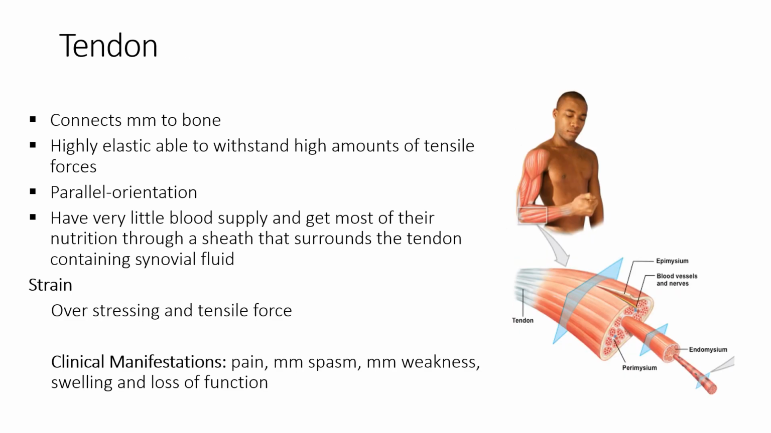Tendons connect muscles to bone. They are highly elastic and withstand high tensile forces. They have parallel orientation for smooth movement, limited blood supply, and are nourished by synovial fluid in the surrounding tendon sheath.